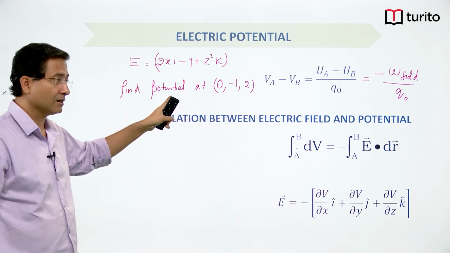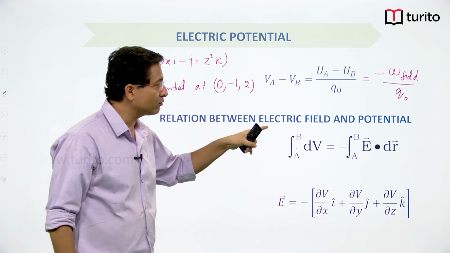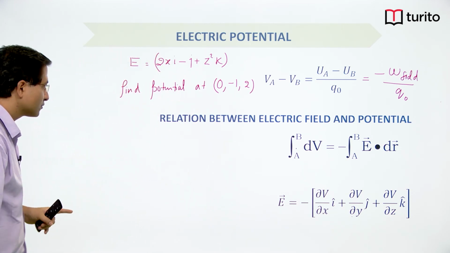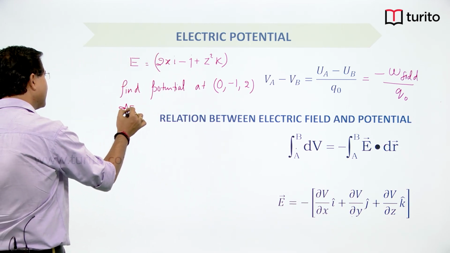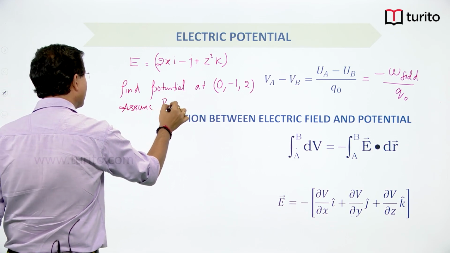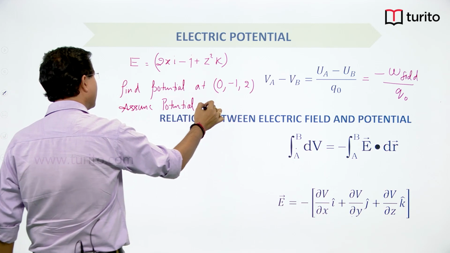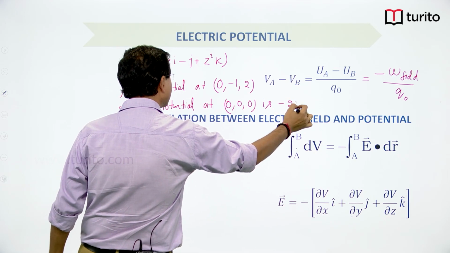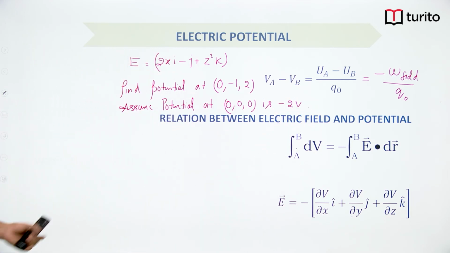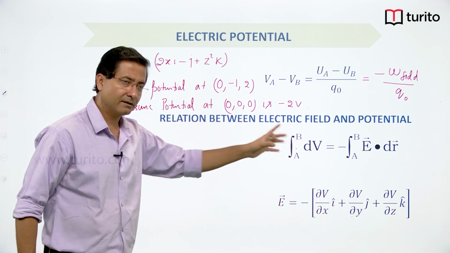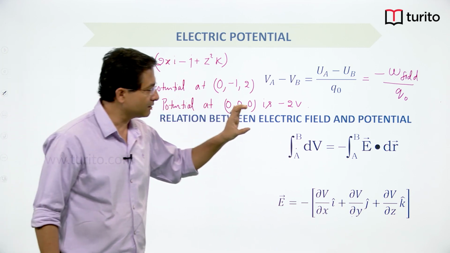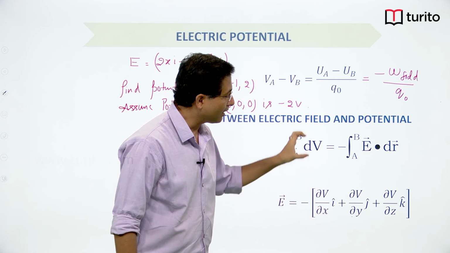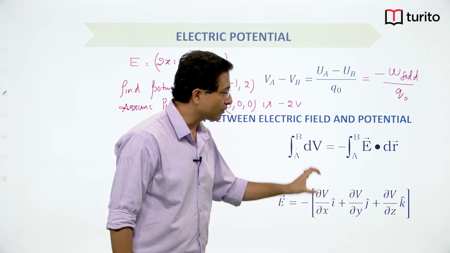Now, here I am asking potential. I already told you, you cannot calculate the potential unless reference is given. So, reference will be given in the question itself. So, reference is, assume potential at 0, 0, 0 is minus 2 volt, right. This is the example based on this one, right. So, I am keeping these two expressions as they are, not changing the slide, so that you will have idea of what is the formula and how to apply it, right.